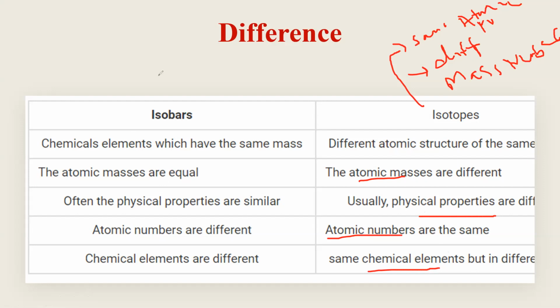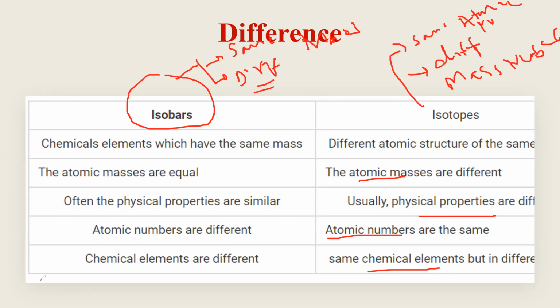In the case of isobars, isobars means what? This is the complement of isotopes: here the mass number is the same and the atomic number is different, just opposite to isotopes. The chemical properties are different and the physical properties are similar. So this is the difference between isotopes and isobars.